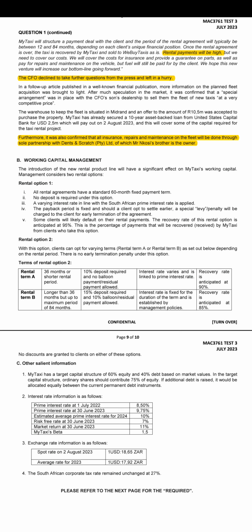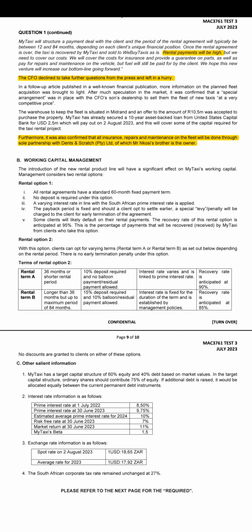And the second one is, well, all the features there, right? No deposit is required. A varying interest rate that is based on prime will be applied. Okay, the payback period is fixed, and should a client opt to settle earlier, a special levy or penalty will be charged for the early termination of the agreement.